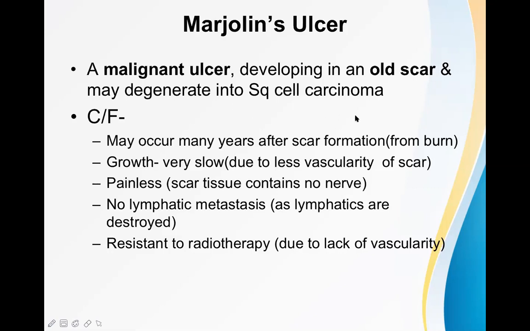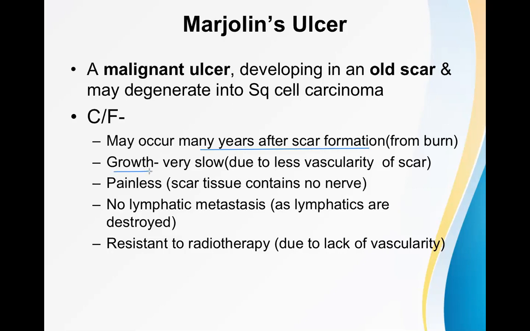So, what may be the cause of Marjolin's ulcer? If I ask that question, you can easily say old burns scar, okay? Chronic osteomyelitis, or any chronic type of wound or very old type of wound, they may degenerate into Marjolin's ulcer or squamous cell carcinoma. Regarding the clinical feature, it may occur many years after the scar formation. Quite logical, isn't it? Because that's the definition of Marjolin's ulcer. Many years after the scar formation. And one of the very common causes, burns scar.